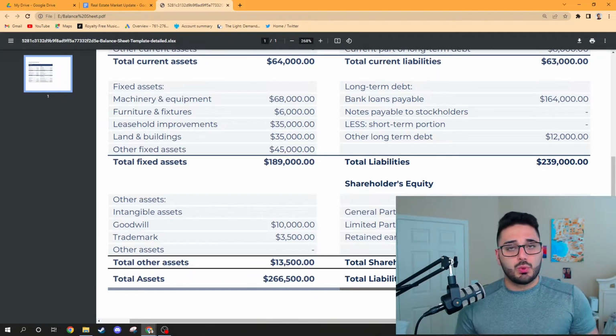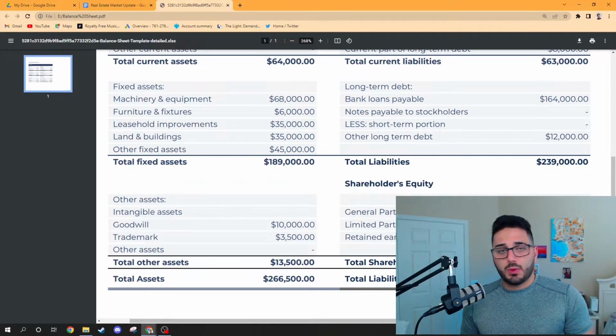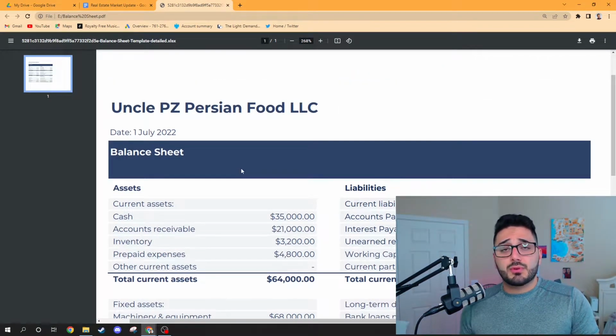For us, we have a goodwill because we're very close to our communities. We do a lot of community outreach, local news writes about us. We're involved in a lot of charities and so on. We have strong ties to our local business community. Therefore, there's a goodwill that our business built, which is Uncle Peasy Persian Food LLC.